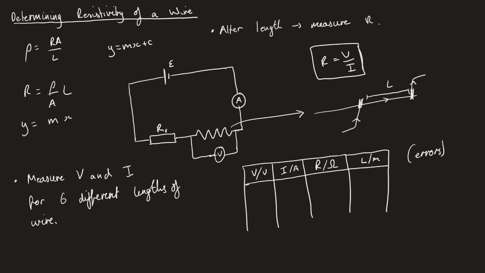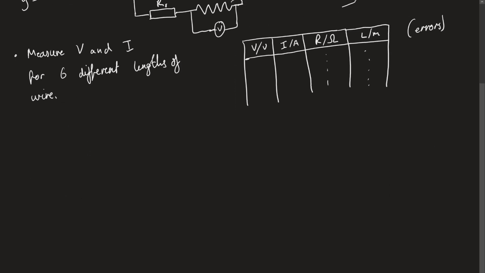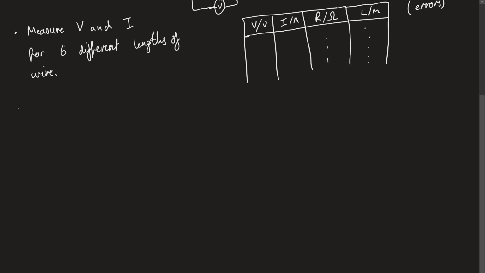Okay, so now we have values for R. We calculate the R values by using Ohm's law, just combining these two values. We have a list of R values. We have a list of lengths. We're then going to put these into a graph, and that graph is going to be, as we said before, we're saying that R is equal to rho over A times L, which means our graph is going to be of R against L, so how the resistance changes with the length.